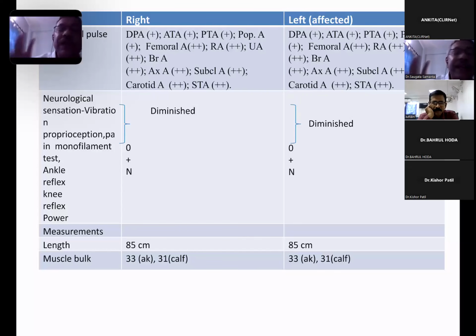So next, obviously, we will talk about neurology. So you have talked about the monofilament test. Can you tell me what is a monofilament test? You seem to know a lot about it. You have mentioned all this. So let me ask you in detail.